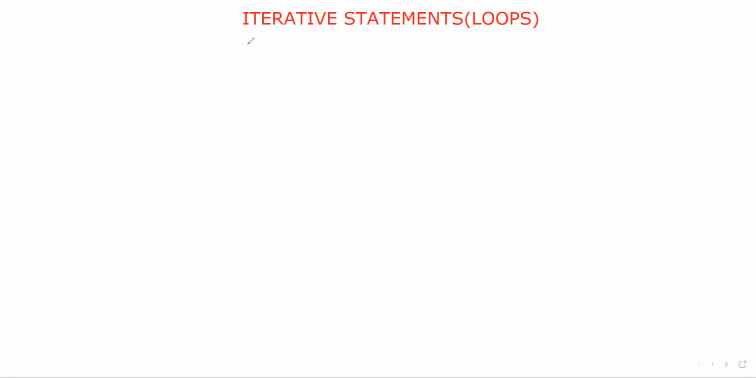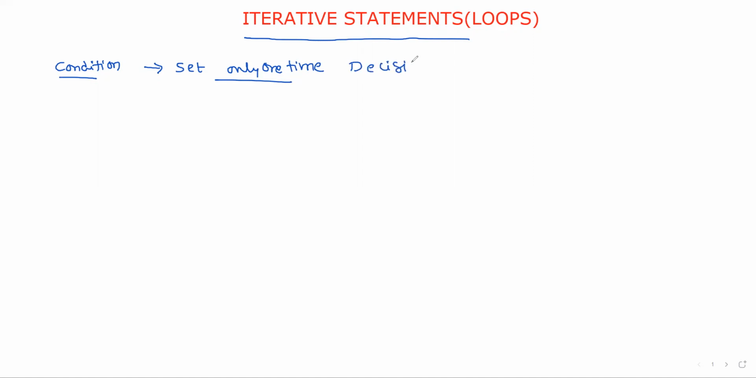In the last session, we had discussed decision-making statements. In this session, we will move to iterative statements. First of all, you have to know the difference between decision-making statement and iterative statement. In decision-making statement, it checks the condition. If the condition is true, it executes some set of statements only one time. Only one time in decision making statements, that is if else and so on.